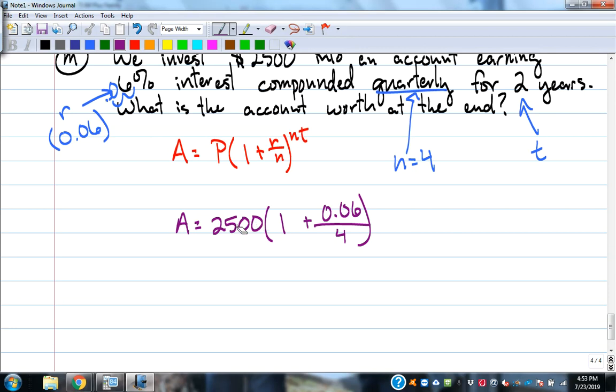So I'm plugging in the P, 2,500 here, 1 plus the rate 0.06 divided by 4, the number of times it's compounded. And then the exponent on those parentheses is going to be the N, 4, times the time, which is 2 years. So it's 4 times 2 as the exponent. I'm actually not going to work any of that out by hand. I'm just going to let the calculator do all that work for me.